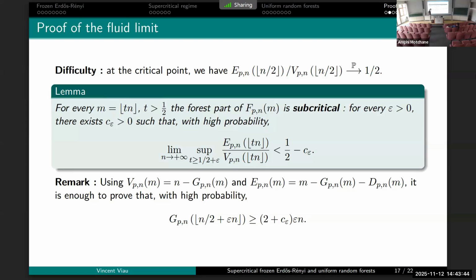Okay, so this was really a technical part of our proof that I will not present today. And we can just say that we reduced the problem to proving that the number of frozen vertices is large enough right after the critical point. Okay, so this was quite technical, so I will not present it now. But with this fact, we can just conclude the proof of the fluid limit.